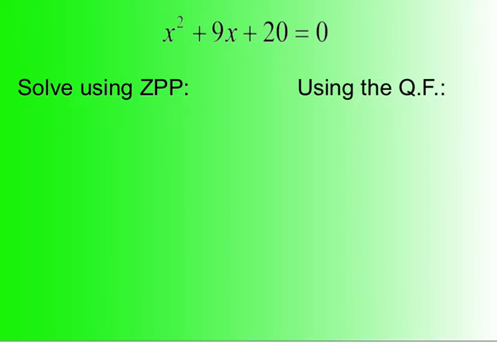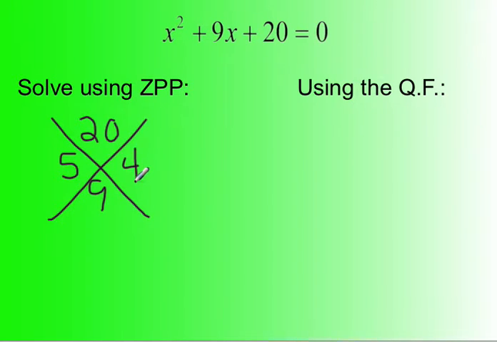Okay, so when we do this, what we're going to do first is use the zero product property. So we need numbers that multiply to 20 and add to 9. You're going to use 5 and 4. If you're struggling to remember how to factor and so forth, make sure you talk to me and we can get that fixed, okay?